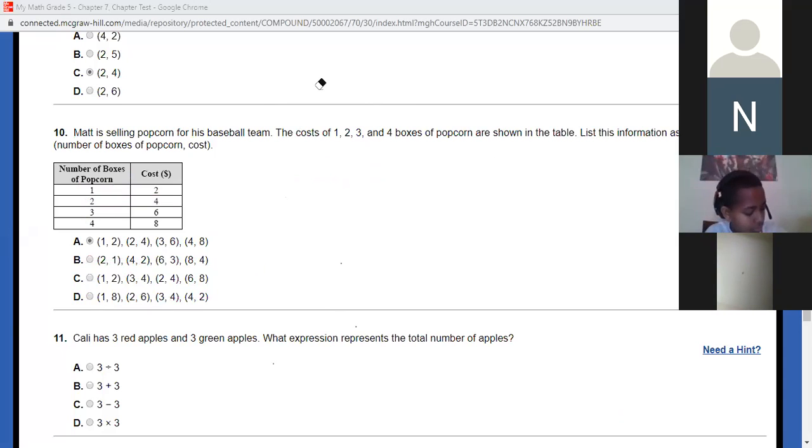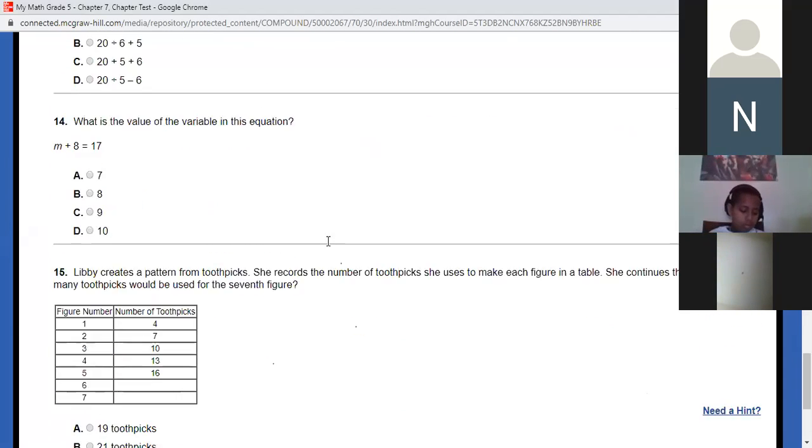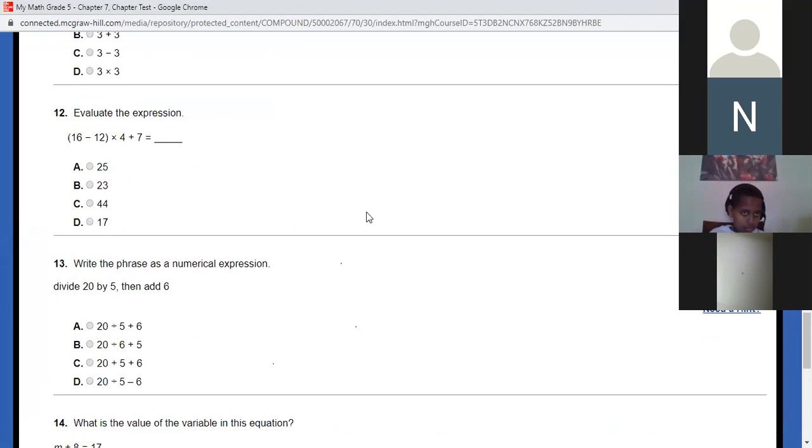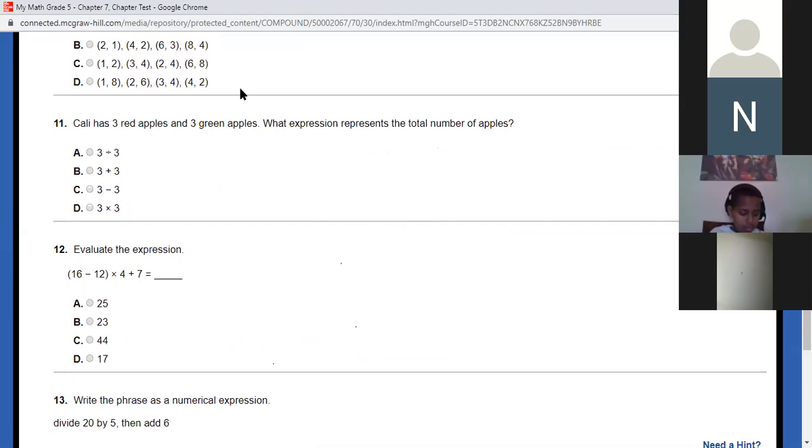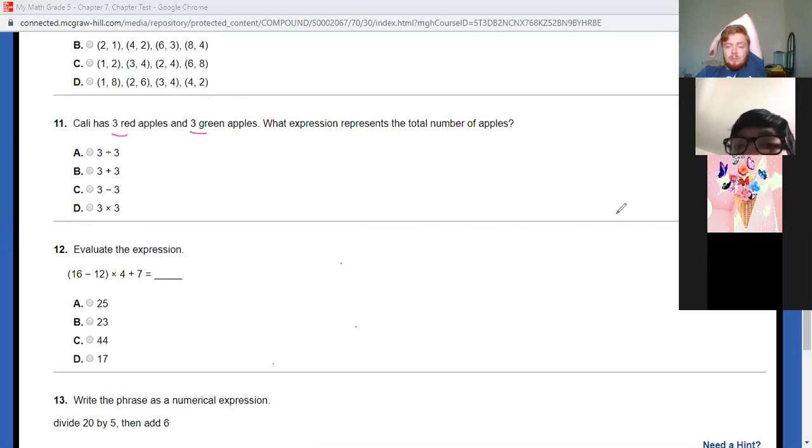Nice. All right, guys, we are almost done. Look. See? Right there. There's the end. Almost there. Okay. Question 11. Callie has 3 red apples, 3 green apples. What expression represents the total number of apples? All right. Homegirl has 3 red, 3 green. Which one of these tells us how many apples she actually has? Which one of these will help us figure out how she has?